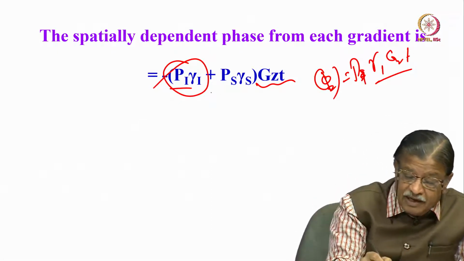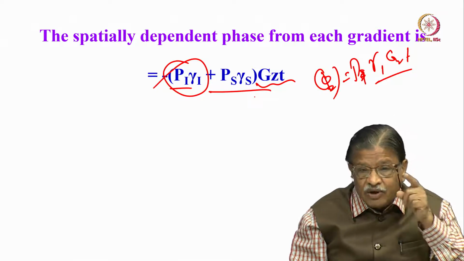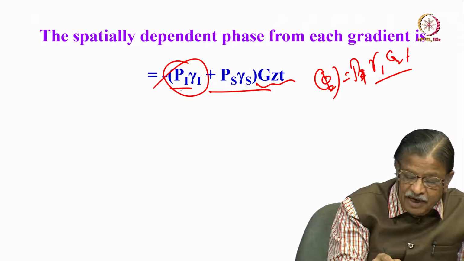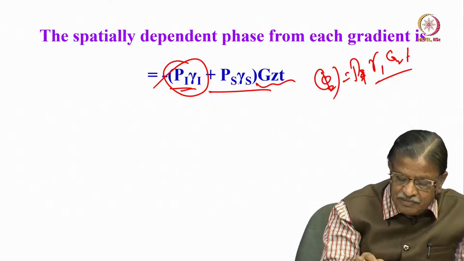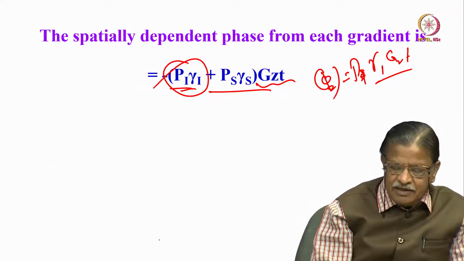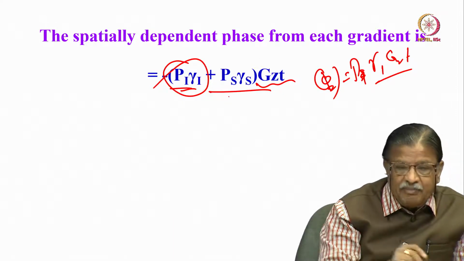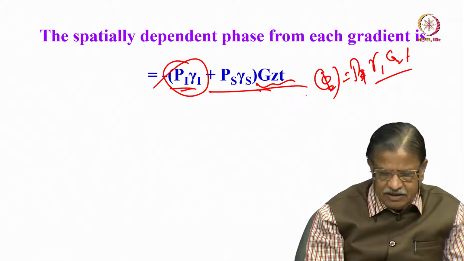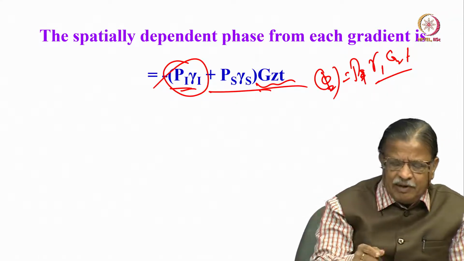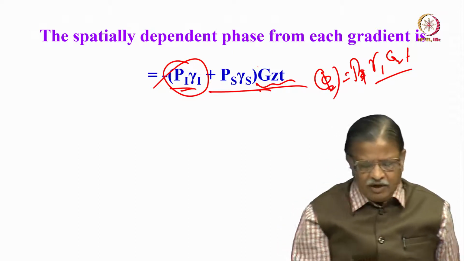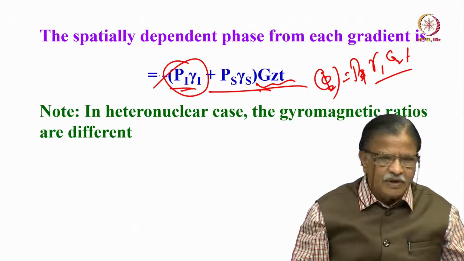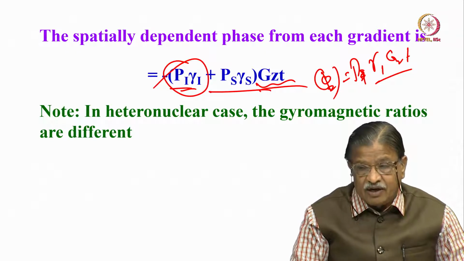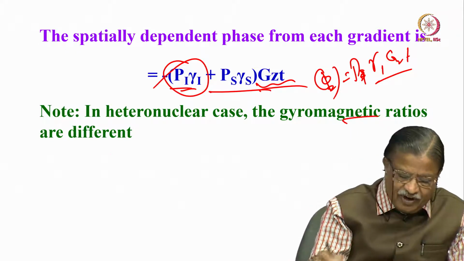But remember, now we also have heteronuclei present. So what I am going to do is write a simple equation: pI gamma I plus pS gamma S, both in brackets, multiplied by G. Of course you can write it individually. I have taken Gz out because that comes as a product for both the terms here, and therefore the negative sign continues. Now note, in the heteronuclear case, the gyromagnetic ratios are not identical, they are different.